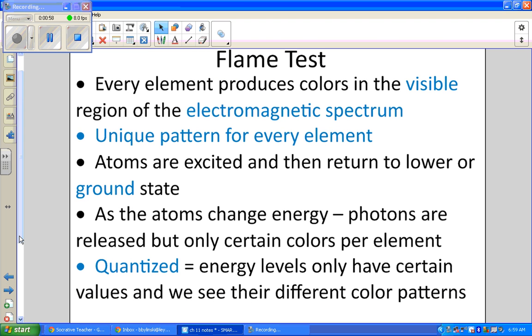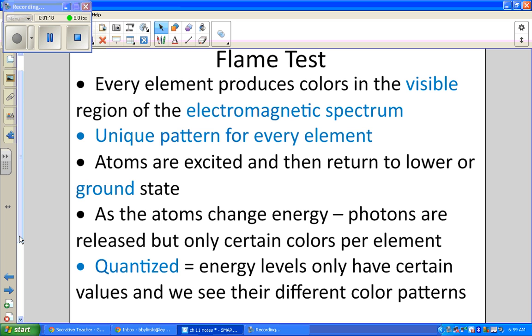Okay, now every element does produce colors in the visible region of the electromagnetic spectrum. We talked about that spectrum earlier. That visible range is right in the middle. Now, there's a unique pattern for every element. And on my next slide, you will see a couple examples of this. So, here we go again.